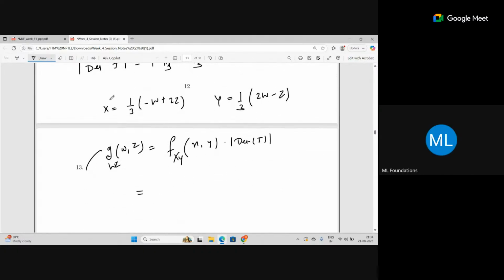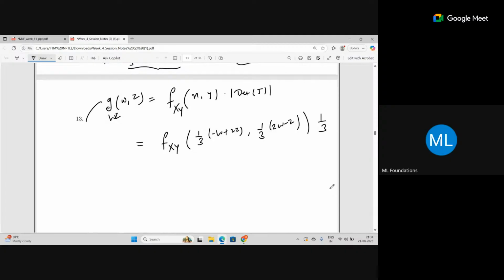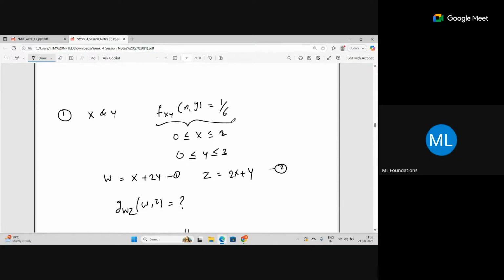So now I'll plug in the value of x here and the value of y here. So it will become joint density of 1 by 3 (minus w plus 2z) and 1 by 3 (2w minus z). And what is the Jacobian? Determinant of Jacobian, 1 by 3. So this is some x and this is some y, right? What is the value here? We'll get 1 by 6, because it was given to me that the joint density between x and y is 1 by 6.